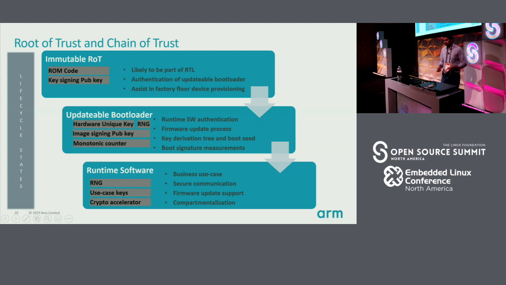The next stage in the chain of trust would be a richer bootloader. Arguably, you could put the immutable root of trust and the updatable bootloader in the same place. You don't need to have an updatable bootloader if you know how to write perfect software.